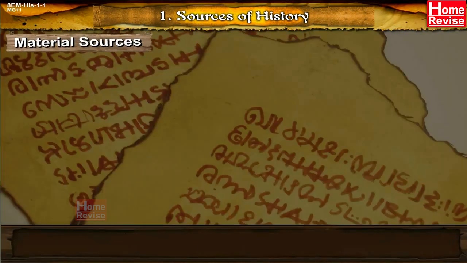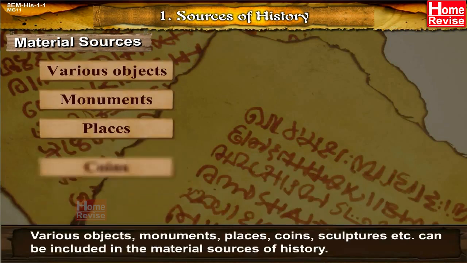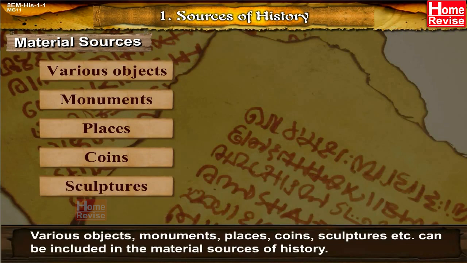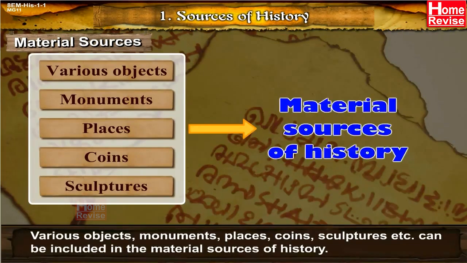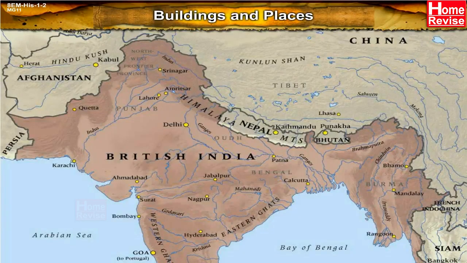Material sources. Various objects, monuments, places, coins, sculptures, etc. can be included in the material sources of history. Monuments means memorials, buildings and places.